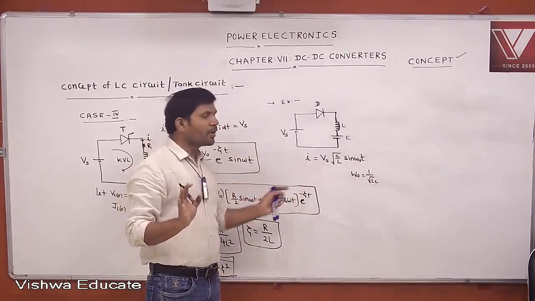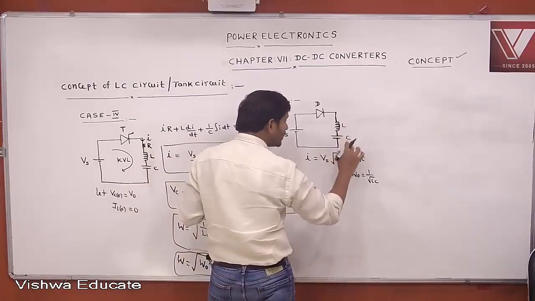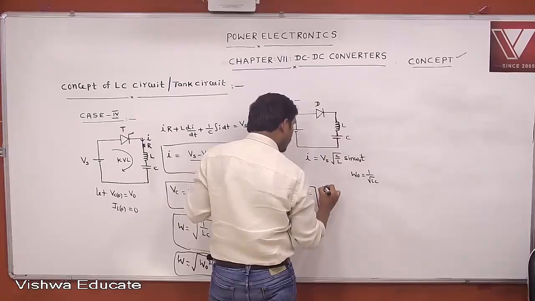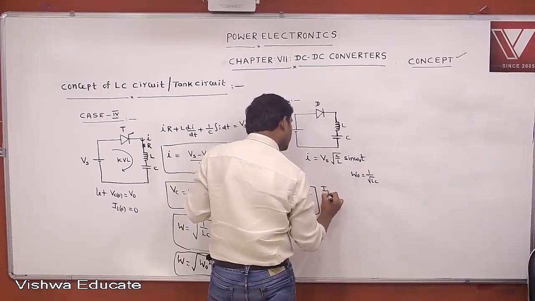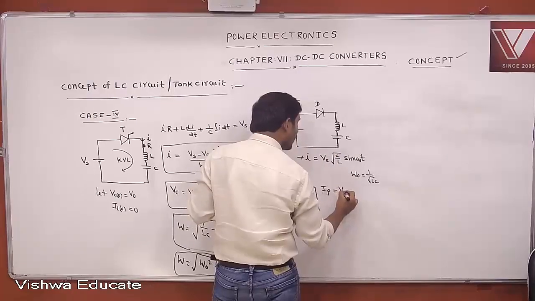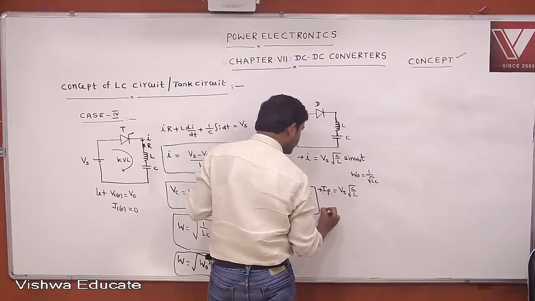How to write the formula for current directly? Because there is no initial voltage across the capacitor and no initial current in the inductor, what is I? Like this we can write. What is IP equal to? The peak current is directly Vs into square root of C by L, which indicates the peak commutating current.